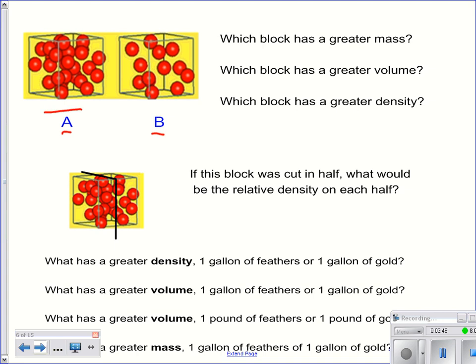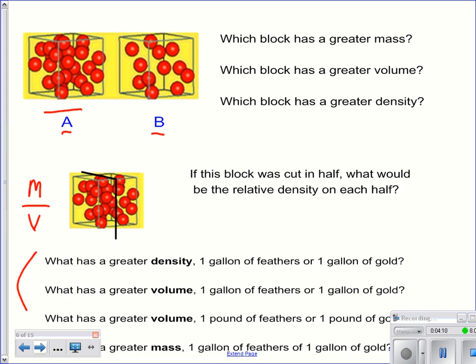Okay, what if I take one of these and I cut it in half? So what is the relative density of each of those halves? It's the same, so make sure you're not telling me it's half of what it was before. It is the same, and that's because it's that ratio. Not only did you halve the volume, you also halved the mass. And we could go through some of these things.